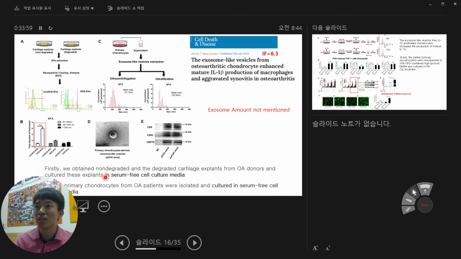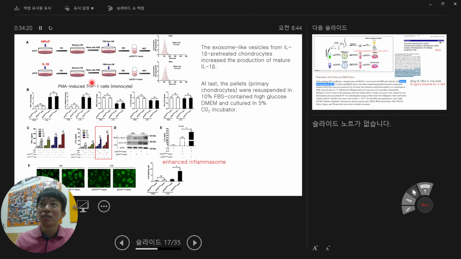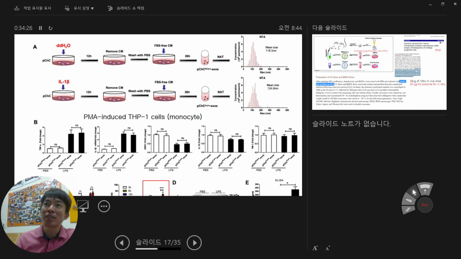So I want to say that in different papers, they have different conditions: exosome-free FBS, serum-free cell culture media, or just normal growth media. Also, this primary chondrocyte is in serum-free cell culture media. They have a DW group and an IL-1 beta group. After culturing the primary chondrocytes, they remove the conditioned media and wash with serum-free media. One and a half days later, they collect the exosomes.